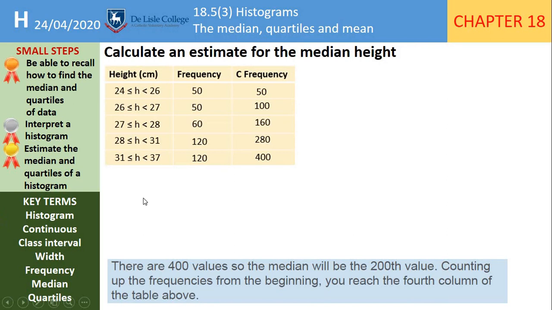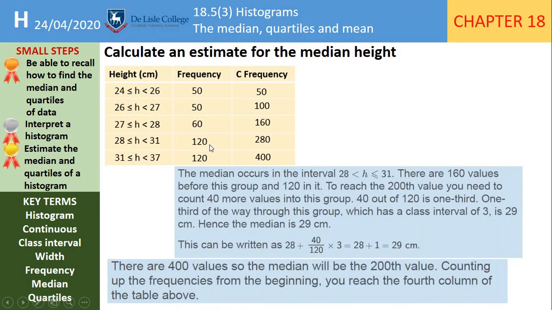So as I've said then, the 200th value is going to be 40 values into here. So we have to work out 40 values into this group. This is a fraction. So this will be 40 120ths of the width. The width of this is 3. So I need to work out 40 120ths of 3. So this is where 40 over 120 multiplied by 3 comes from.